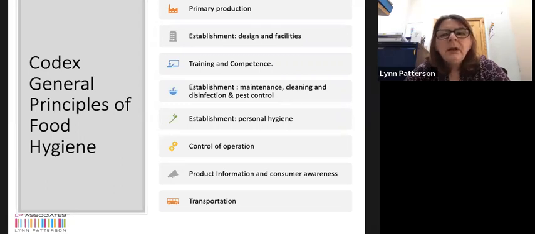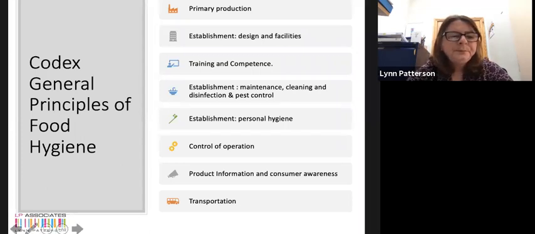documentation, record keeping, ID and recall, ID and traceability and product recall. Then we have product information and consumer awareness, so batch IDs, product information, labeling, consumer education, such as storage instructions and cooking instructions, and then finally, transportation.